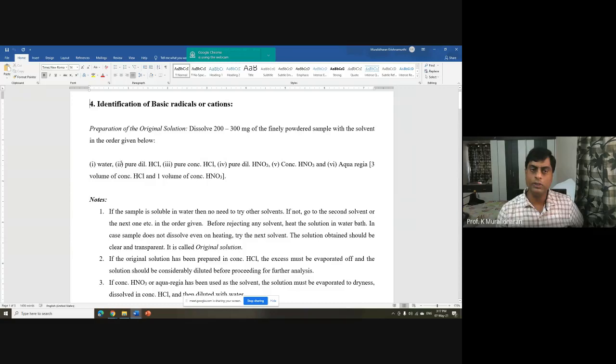Let us say you are getting a water solution. You don't need to do anything further. If it is not soluble in water, and not soluble in any HCl, and it goes only into pure dilute nitric acid, then you have to take the solution in nitric acid. So you are testing with a small quantity of sample. Once you confirm it goes only with pure nitric acid, take that as the solvent and make a large quantity of solution.